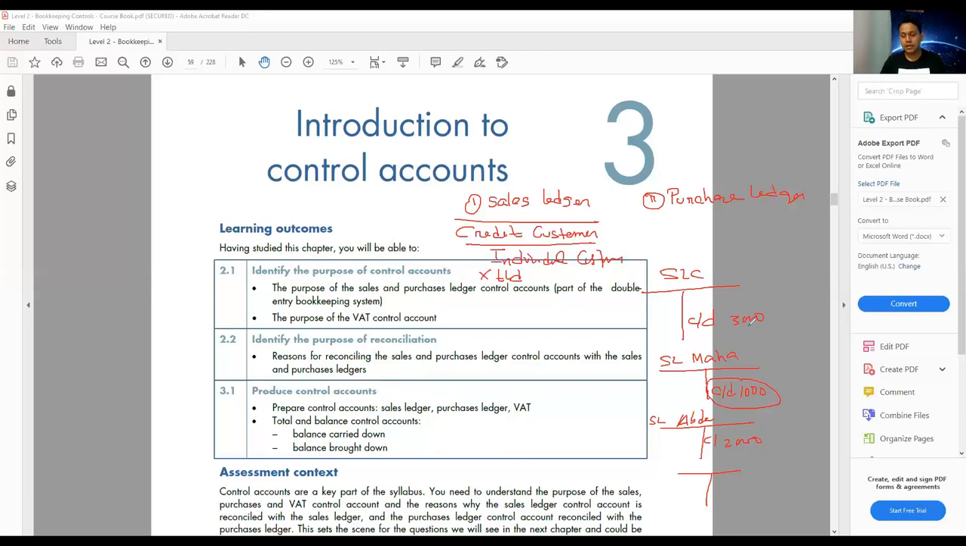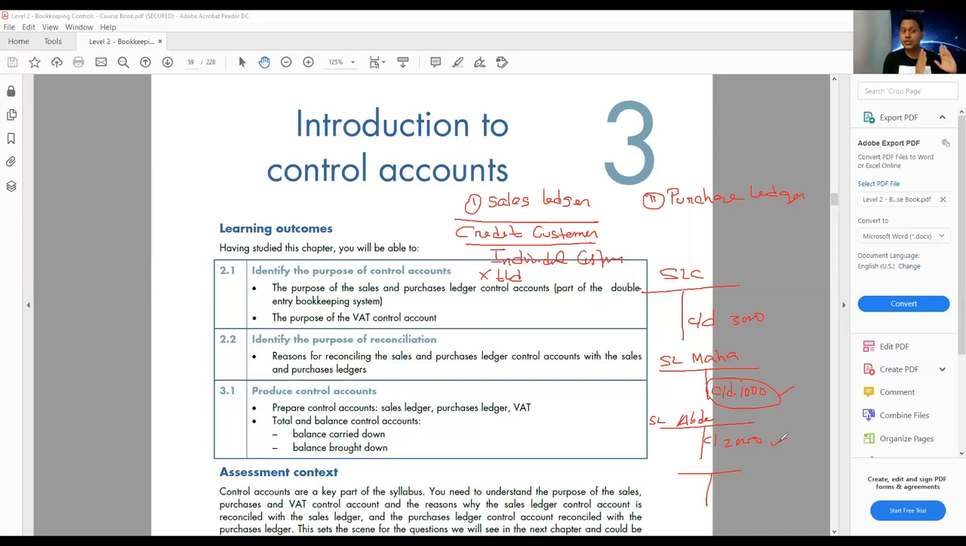Now let's talk about Maha and Abdul. So Maha is supposed to give the company 1000 as outstanding balance and Abdul 2000. So if I add 1000 plus 2000, it will be equal to 3000. So this 3000 will be exactly our balance CD for sales ledger control. So what are we understanding from here? Be very, very careful. If you understand that, life will be easy for you for the control account.